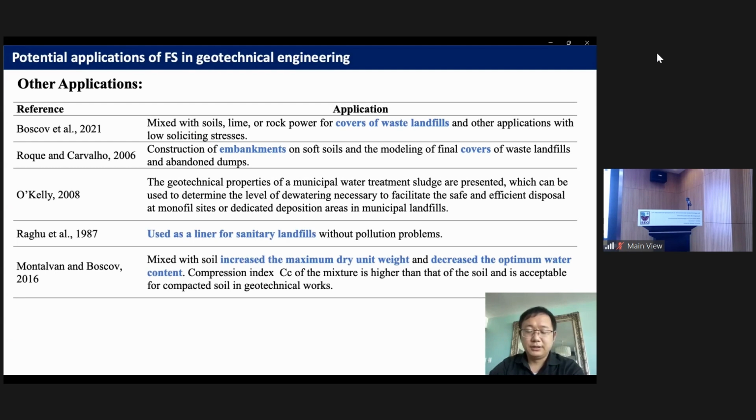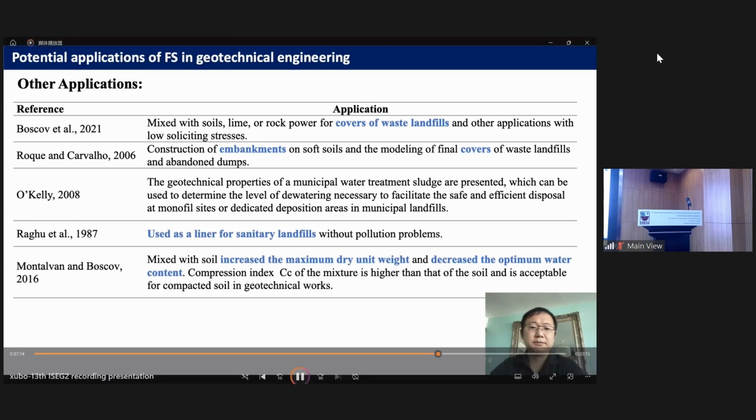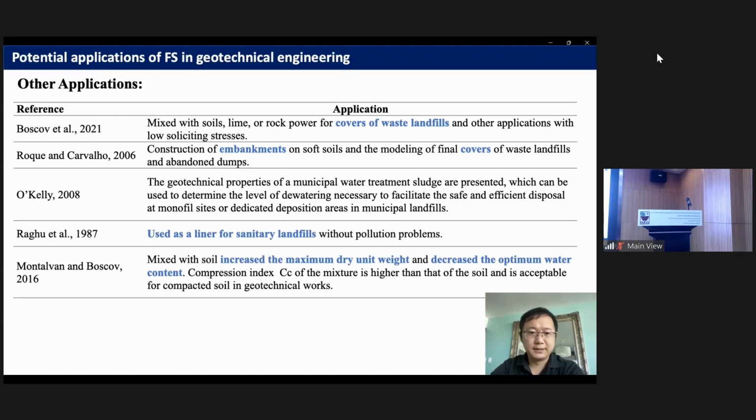It is also reported that FS can be mixed with soils. It can increase the maximum dry unit weight and decrease the optimum water content. The compression index Cc of the mixture is higher than that of the soil, so it can improve the Cc value.